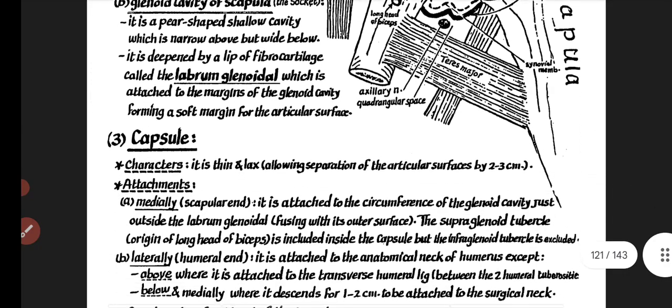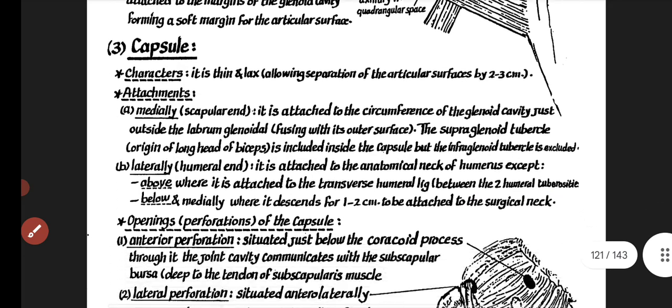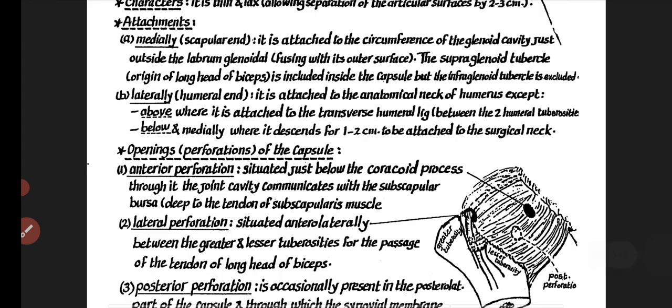Right now, the capsule of the shoulder joint. It is thin and lax, attached medially at the scapular end and laterally at the humeral end. Okay. Now, the openings of the capsule are the anterior perforation, lateral perforation, and posterior perforation.